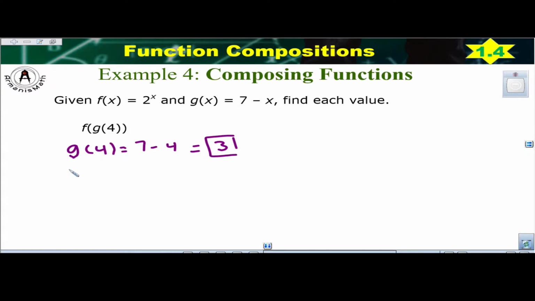Then they wanted me to take that and put it into the f function, f of 3. So it's 2 to the what? Yep, thank you. 2 to the 3rd. And how much is 2 to the 3rd?